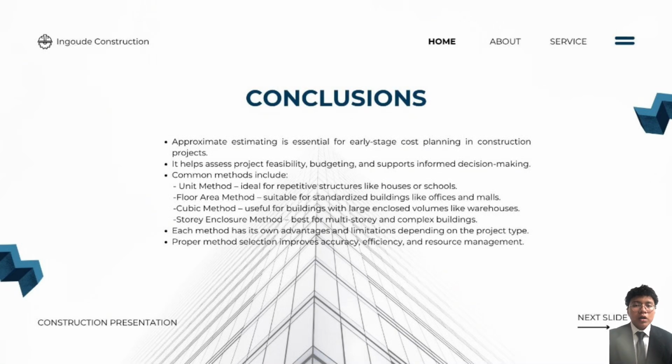To conclude, approximate estimating is vital for early-stage cost planning. It guides feasibility, design, and budgeting. The four main methods, unit, floor area, cubic, and story enclosure, each serve different project types. The method must be chosen based on project needs, scale, and available information. Accurate estimating helps prevent delay, cost overrun, and poor decision making.